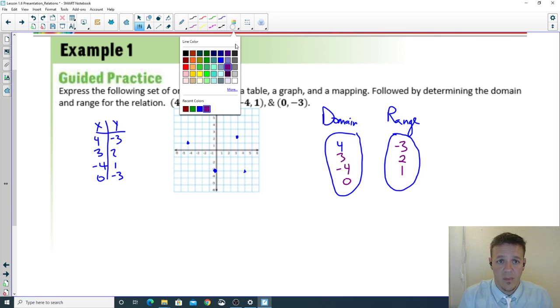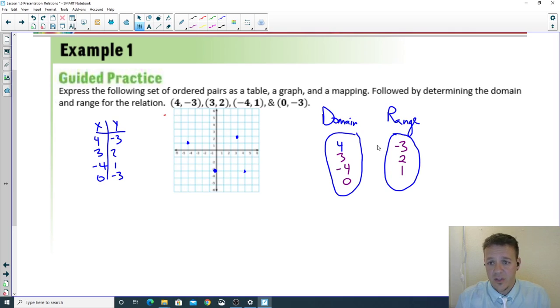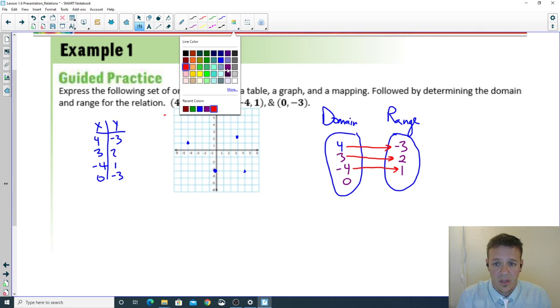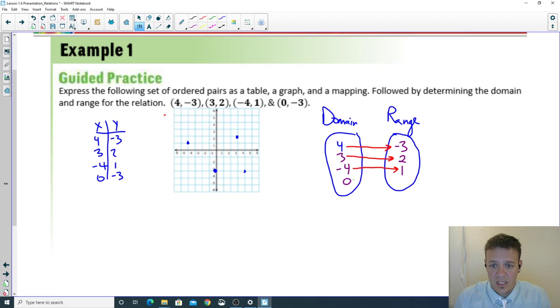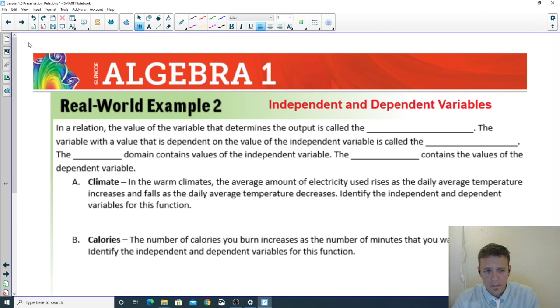So now you do your mapping part where you map the domain to each range. So it's 4, -3, just like that. Then it's 3, 2, -4, 1. And then the last one is, and I'll change the color just so you guys can see it better, let's go with a green. It's 0 to -3, right? So that is how you do a mapping. So make sure you guys understand we're trying to relate x's to the y's. It's very important, especially as we move forward, because we're going to be dealing a lot with equations and other areas like this.